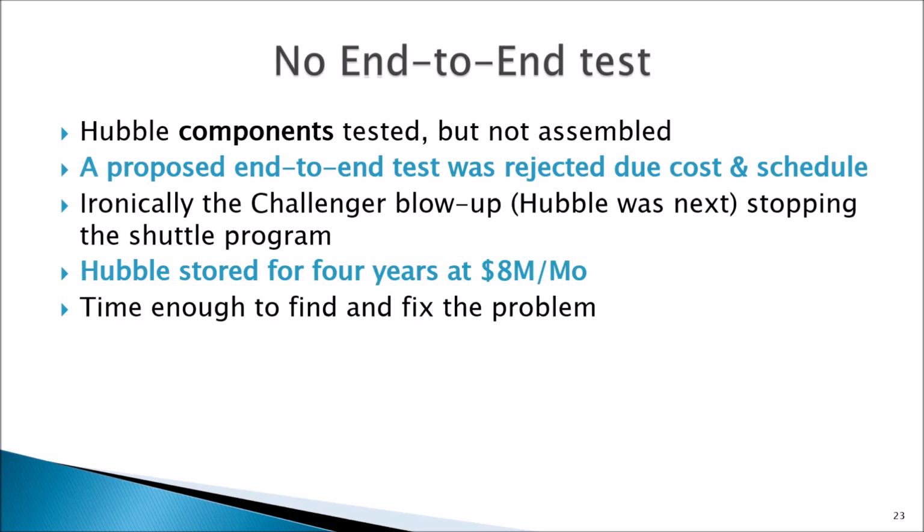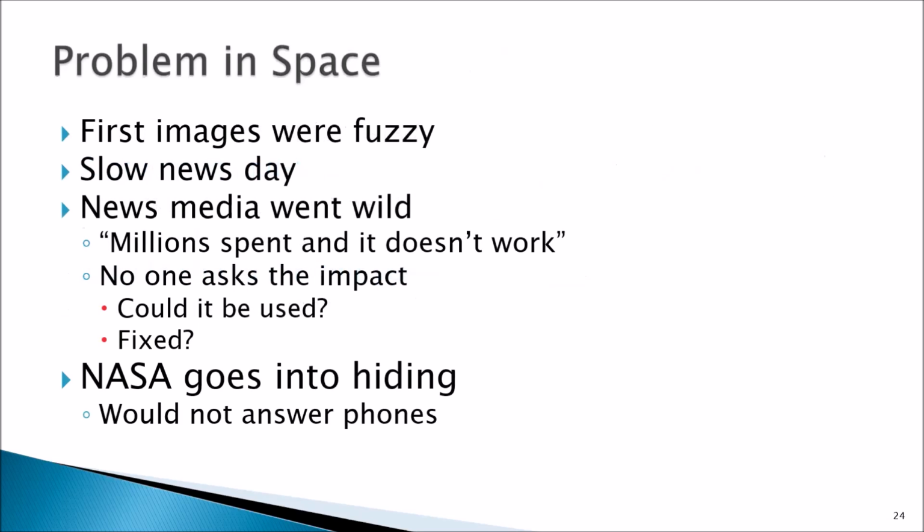Certainly there was time enough to fix any problems that would have occurred or that we would have found with the Hubble. So in 1990, we finally got it into space, and the first images came back. They were fuzzy. It was a slow news day, and the news media just went wild.